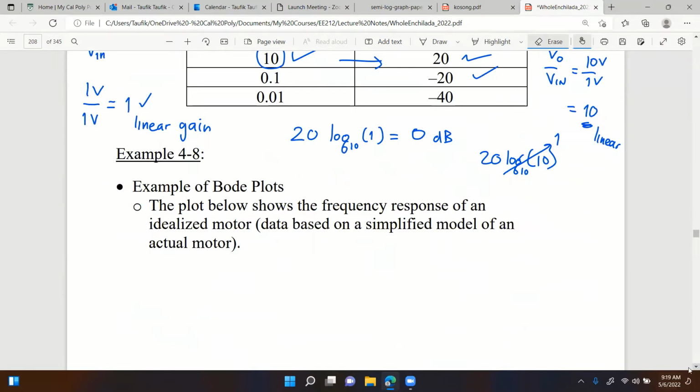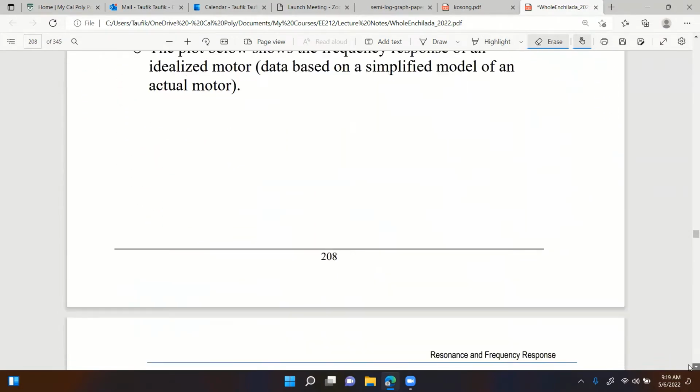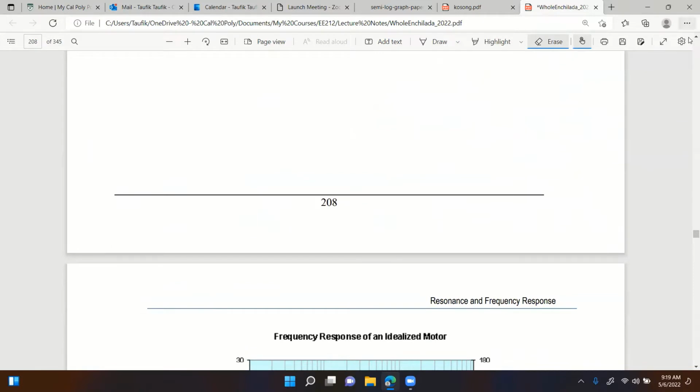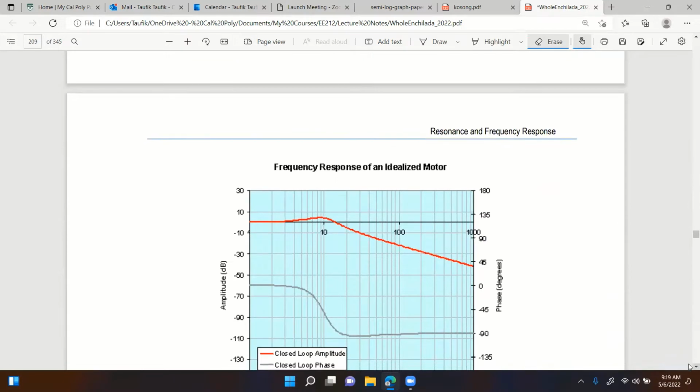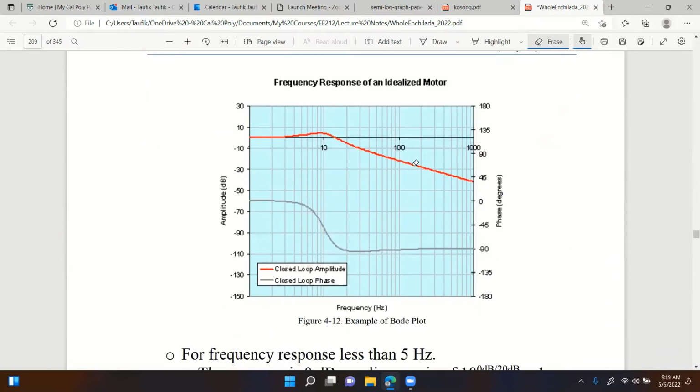Okay, then here's an example of Bode plots. The plot below shows the frequency response of an idealized motor, data based on a simplified model of an actual motor. And typically we separate the two plots. So you have two different plots, frequency against amplitude in dB. Now you know what dB is, right? And then frequency against phase angle.